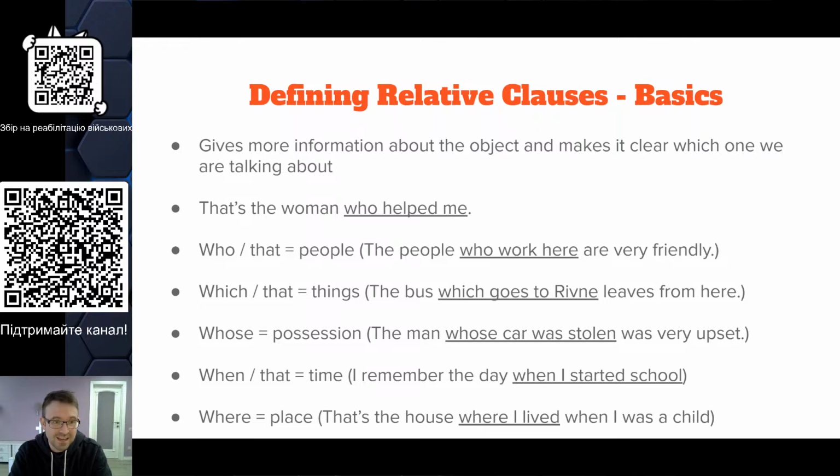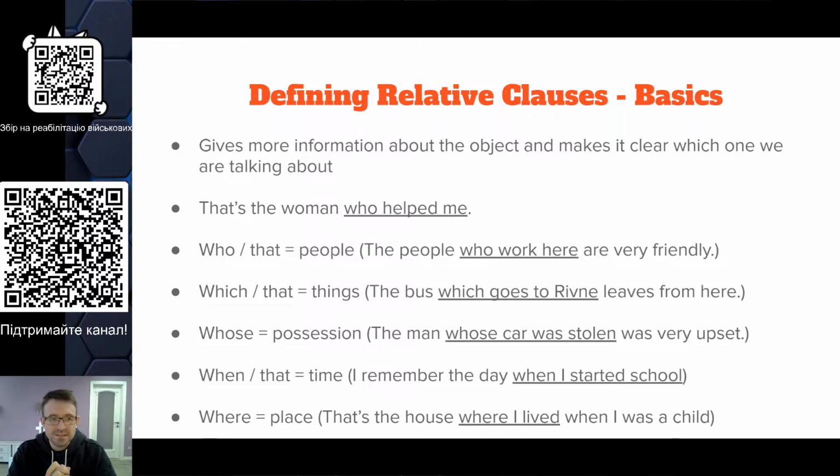Our topic for today that we're going to be discussing is relative clauses, which is an interesting topic because relative clauses are one of those areas that people often have a lot of difficulty with, especially Ukrainian speakers, because in the Ukrainian language relative clauses work a little bit differently in English as they do in Ukrainian.